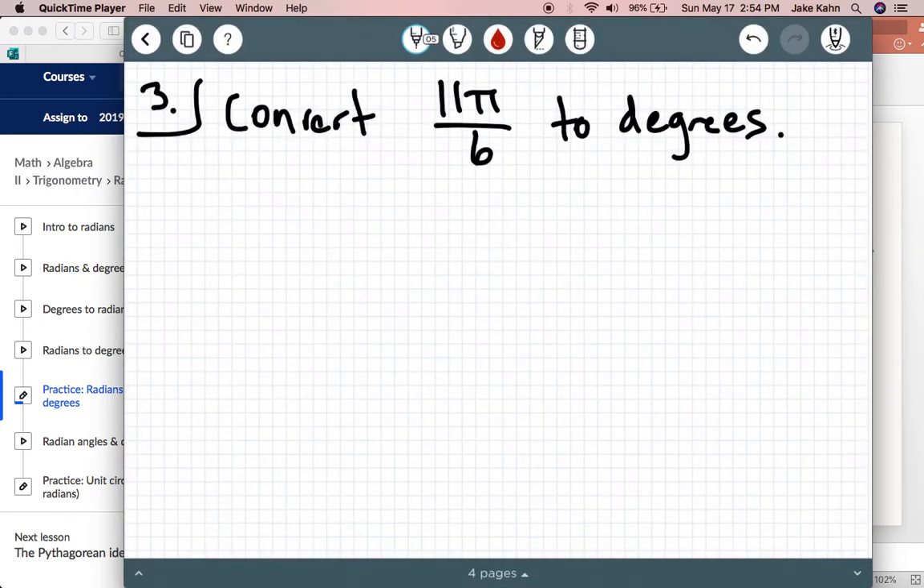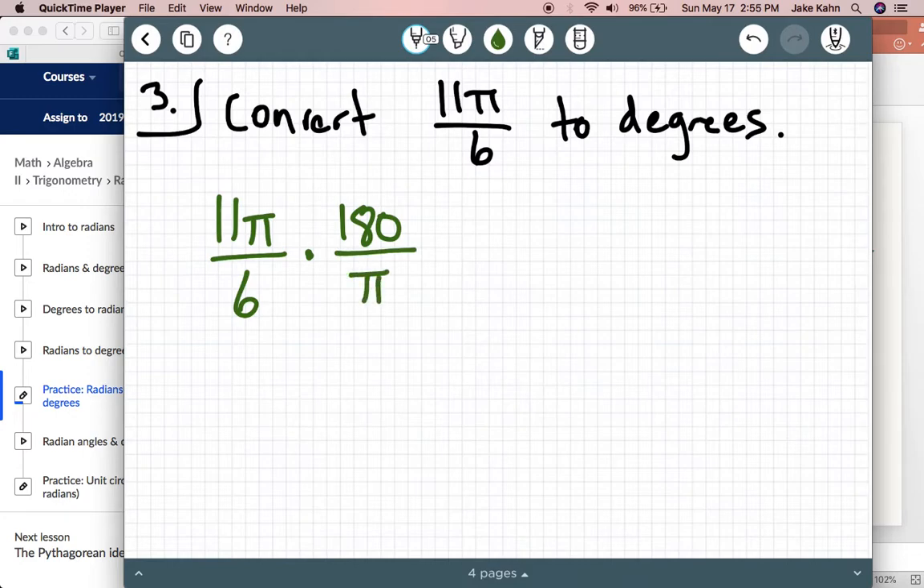So a couple more examples for you, just in case you need to see more. We're going to go through 2 more, one of them radians to degrees like this problem, and then the next will be another degrees to radians. Here we have convert 11 pi over 6 radians to degrees. I'm going to take that 11 pi over 6, and I'm going to multiply it by 180 over pi.